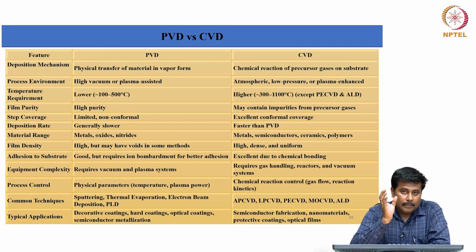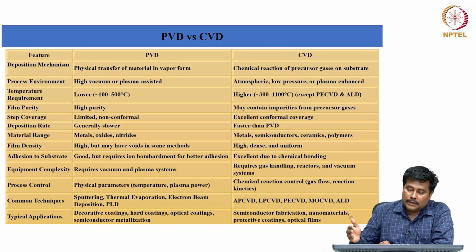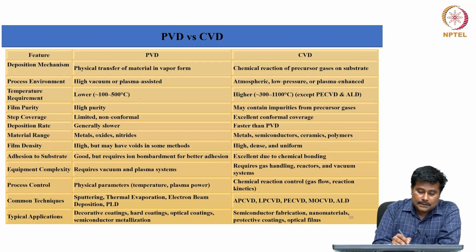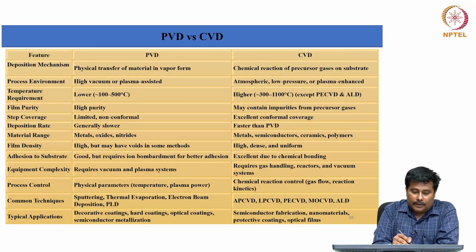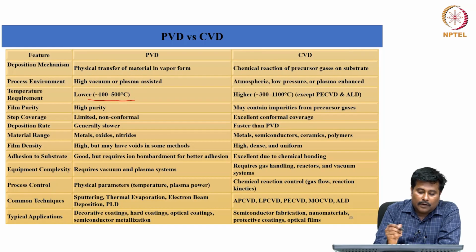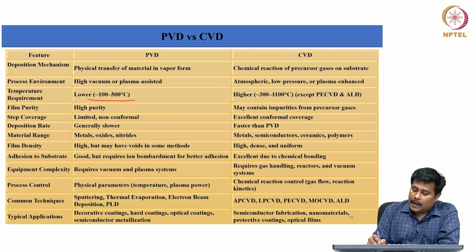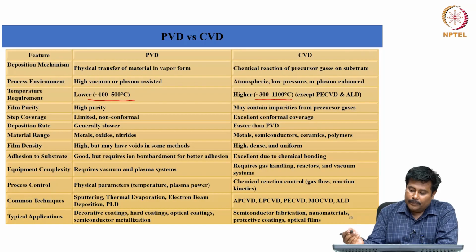From a process environment point of view, PVD is a high vacuum and plasma assisted system, whereas CVD works at atmospheric pressure, low pressure, or plasma enhanced conditions. With reference to temperature requirements, PVD can work in the range of 100 to 500 degrees Celsius. However, CVD has a higher range of 300 to 1100 degrees Celsius, except in the case of PECVD and ALD.